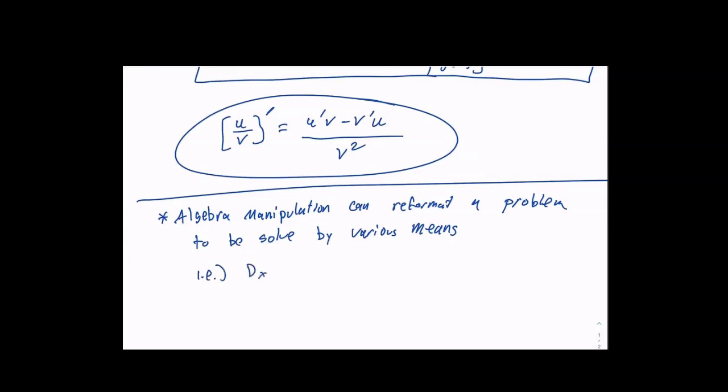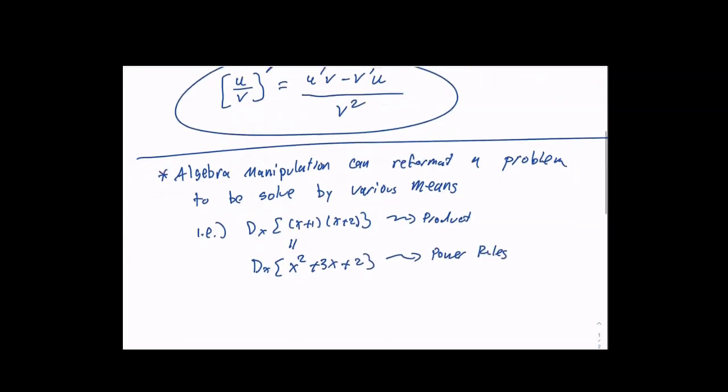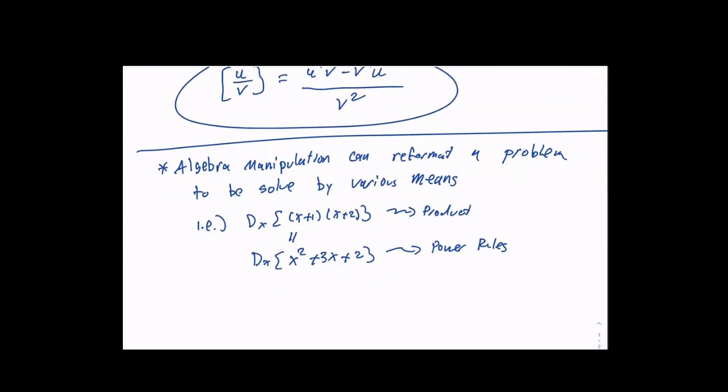for example, the derivative of x plus 1 times x plus 2. This problem requires the product rule as written, but it is equivalent to saying the derivative of x squared plus 3x plus 2, which is simply power rules. And of course, when I say product rule, that also requires power rules as well. You can't just do product rule on its own. But how you attack the problem is different, and you could have done expansion.